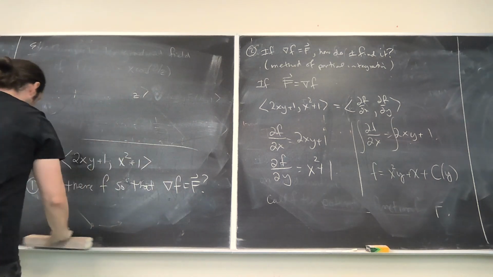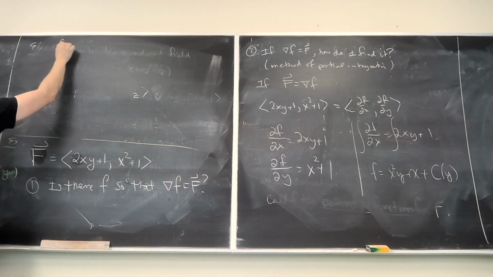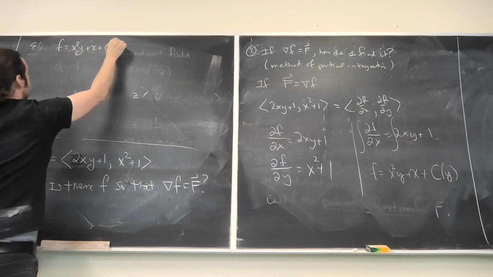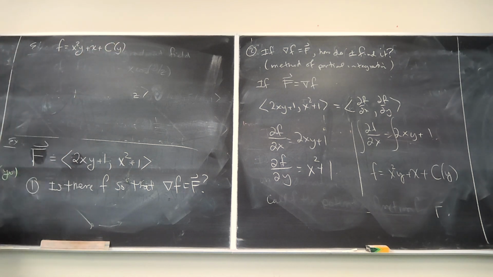Okay, so now here's what we know. We've got our candidate for f. f is equal to x squared y plus x plus some function c of y that I just don't know. But there's information I haven't used yet. I know what the derivative of f with respect to y is.